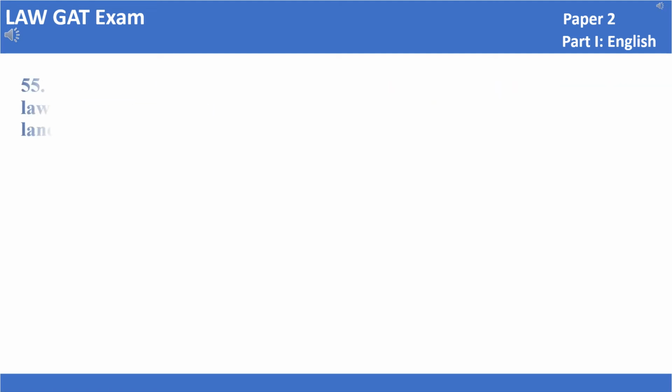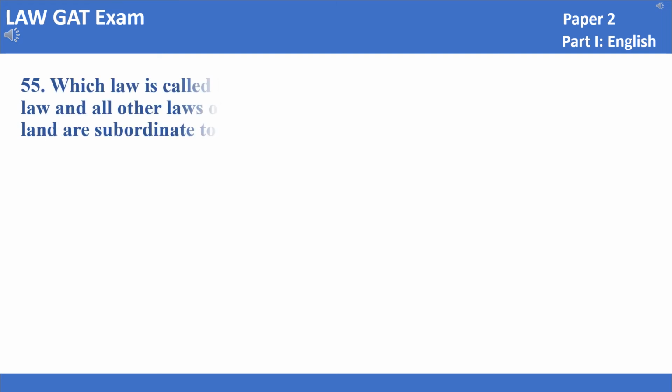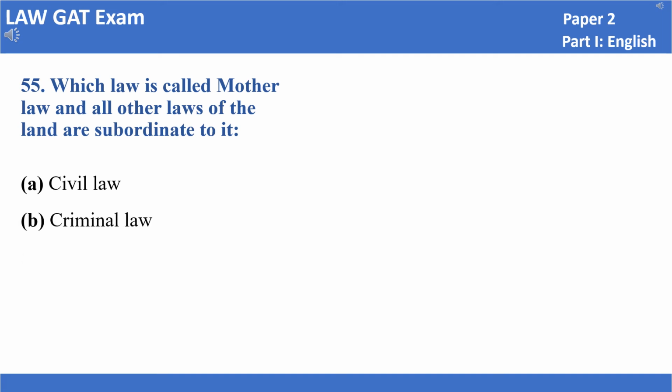Which law is called mother of all laws and all other laws of the land are subordinate to it? Is it option A, civil law, option B, criminal law, option C, social law, or option D, constitutional law? The correct answer is option D, constitutional law.